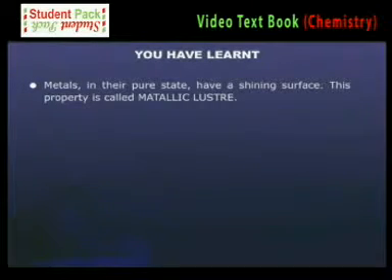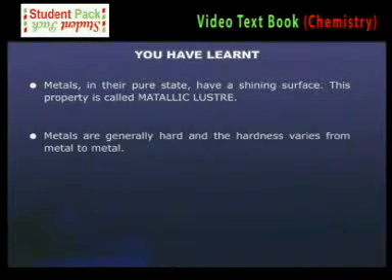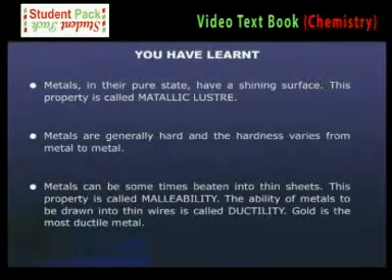In this video, you have learned metals in their pure state have a shining surface. This property is called metallic luster. Metals are generally hard and the hardness varies from metal to metal. Metals can sometimes be beaten into thin sheets. This property is called malleability. The ability of metals to be drawn into thin wires is called ductility. Gold is the most ductile metal.